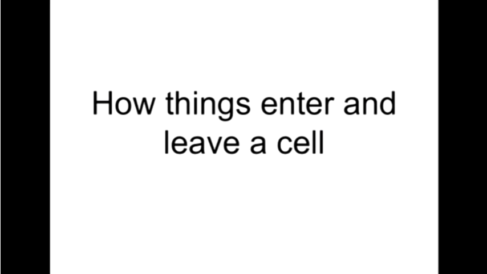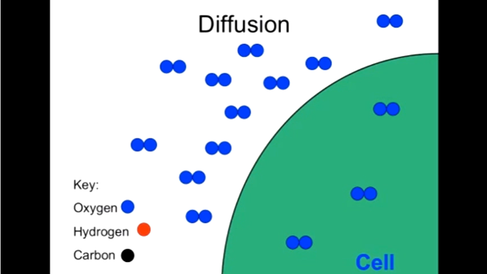Hi, this tutorial is to explain a little bit about how things enter and leave a cell. Remember, this is a really simple version for 7th grade life science, and it gets a little more complicated as you get into biology in high school, AP biology, and then any biology classes in college. One of the simplest ways things get into a cell is through diffusion.